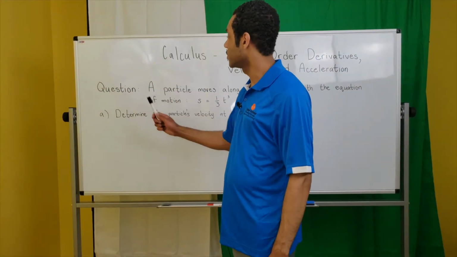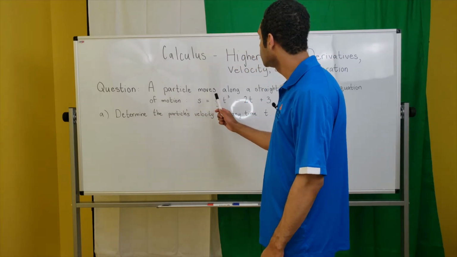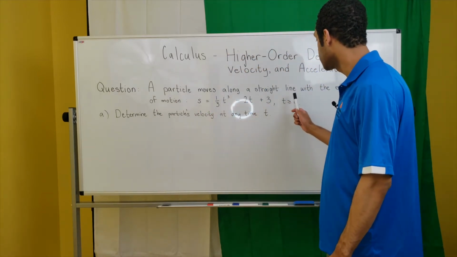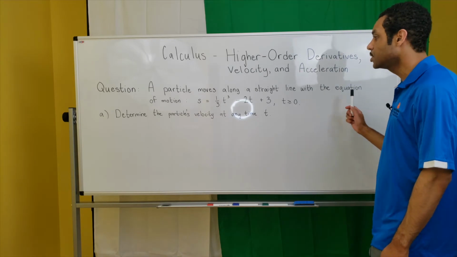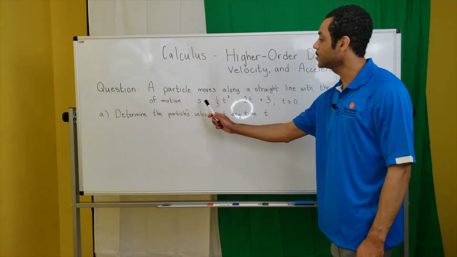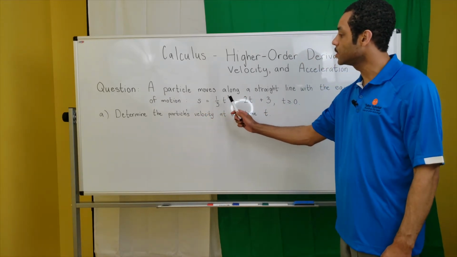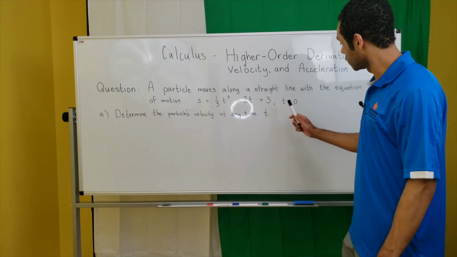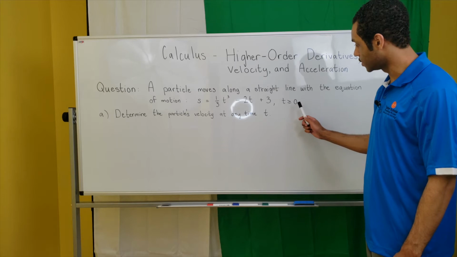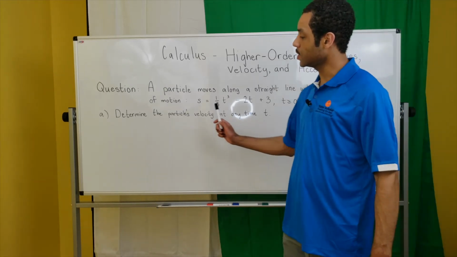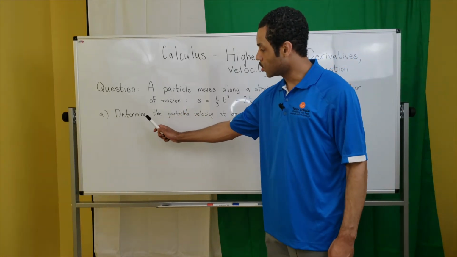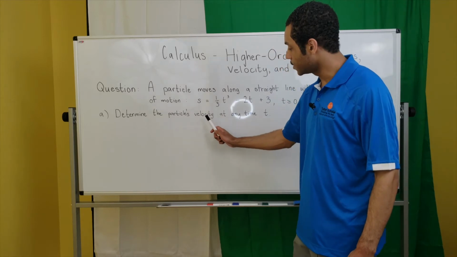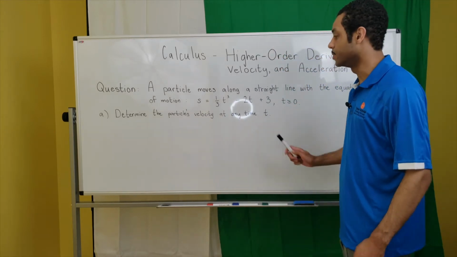So here I have a question. A particle moves along a straight line with the equation of motion s equals 1/3 t cubed minus 2t plus 3, where t is greater than or equal to 0. So the question A says, determine the particle's velocity at any time t.